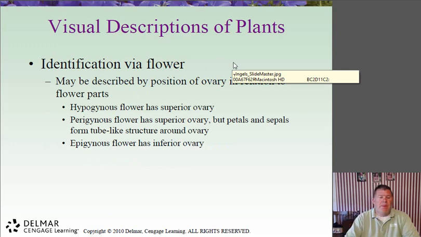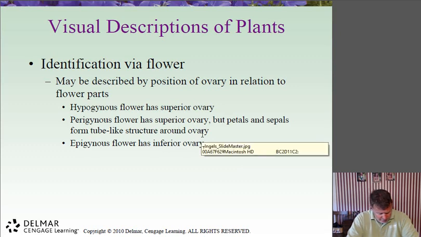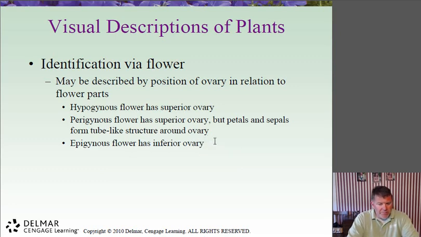Identification by the flower may be described by position of the ovary in relation to flower parts. Hypogynous, the flower has a superior ovary, and these are some really good examples in the books, ladies and gentlemen. Perigynous flower has a superior ovary, but the petals and sepals form a tube-like structure around the ovary. As you can see on page 40 in your textbook, the real good examples. And then epigynous flower has an inferior ovary, and you look on page 40, the ovary is below the petals and the sepals.